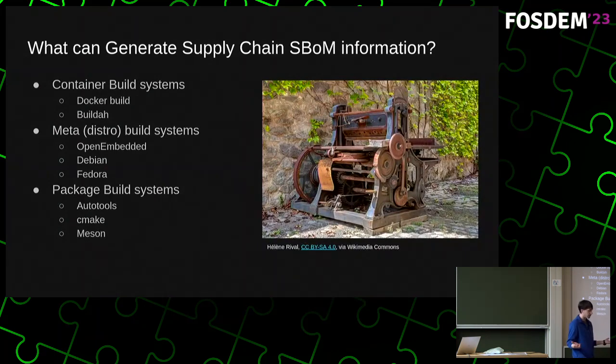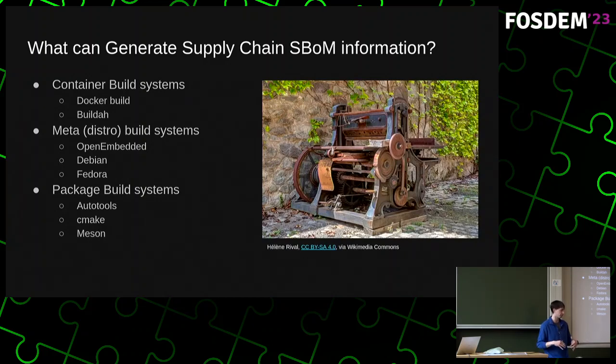So what kind of things could generate this information? Starting from the top down, at the highest level, you'd have things like container build systems. This would be like Docker build or Buildah or something like that. As you move down, you get into what I call the meta or distro build systems. This would be like OpenEmbedded, which is what I'm going to give an example of in just a few minutes. Debian and Fedora could generate this every time they generate packages. That'd be a good time to do that.